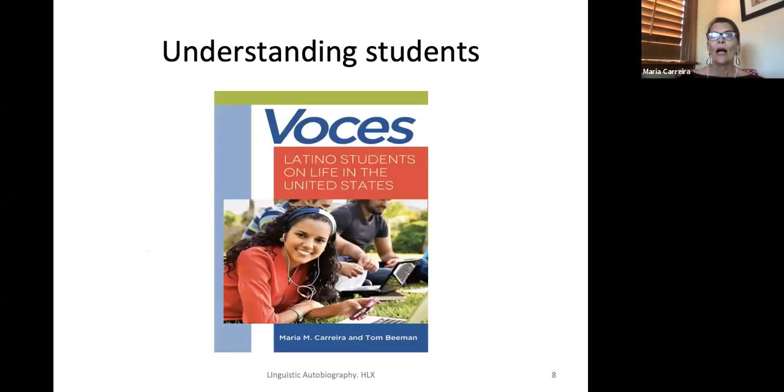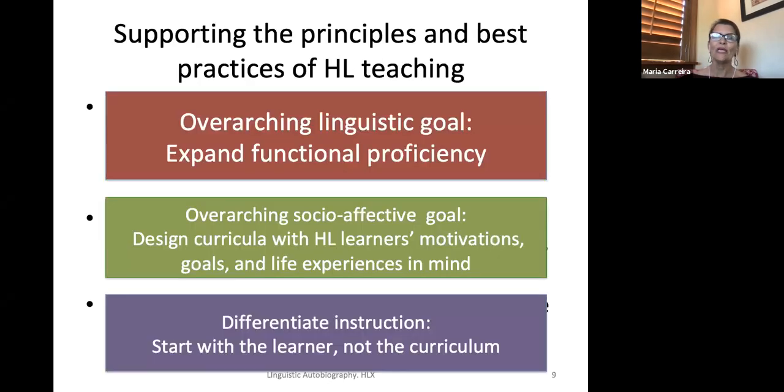For me, I started doing linguistic autobiographies as a way to understand my students better. And I was so inspired by what I read and what I learned that eventually I put it all together in a book that I published with Tom Beeben in 2014, where I try to give a picture of what it's like to grow up Latino, in some cases bilingual, in other cases having lost Spanish, but what it's like to grow up as a US Latino. So we can see now that the linguistic autobiography is a very wonderful tool for designing curricula with HL learners' motivations.